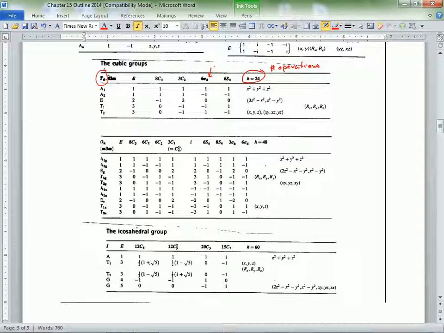So those are all of our symmetry operations that are listed up there. There's 24 of them total. Okay.